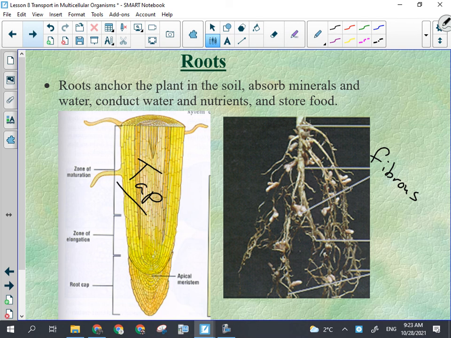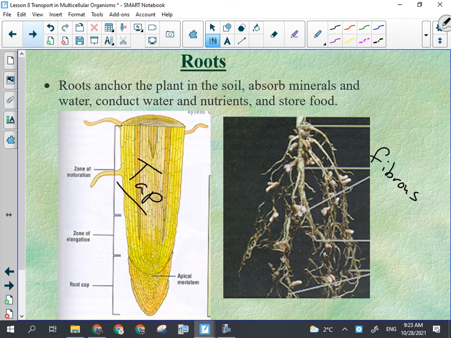The advantage of a taproot is the taproot goes very deep. If the soil at the surface becomes dry, then the plant still has access to water deeper down. Taproots also are often modified to store energy, right? Like a carrot or a turnip or a beet. They're an energy storage thing, kind of like a potato, right? So they can store energy there.